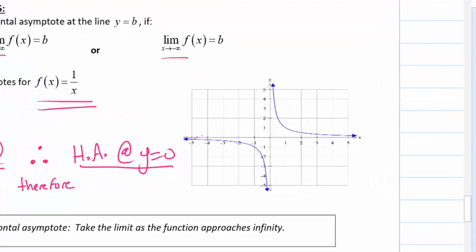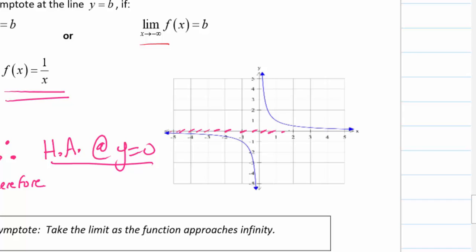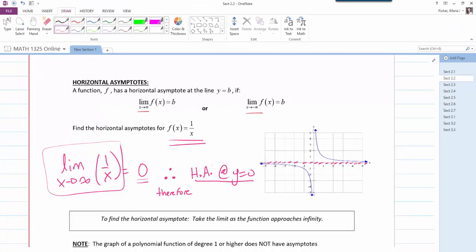And if you look here, if I were to draw in the horizontal asymptote, you notice that makes sense, because as we go towards positive infinity or negative infinity on the x-axis, my graph is trying to get closer and closer to the line y equals 0. So to find horizontal asymptotes, what do we do? We take the limit as the function approaches infinity or negative infinity.